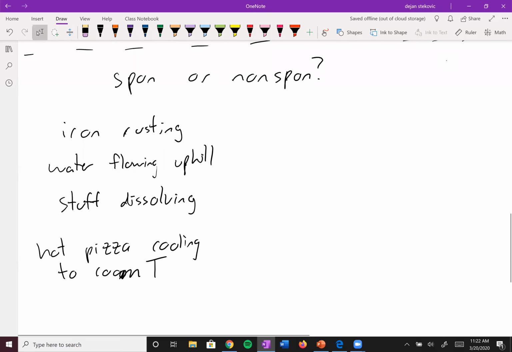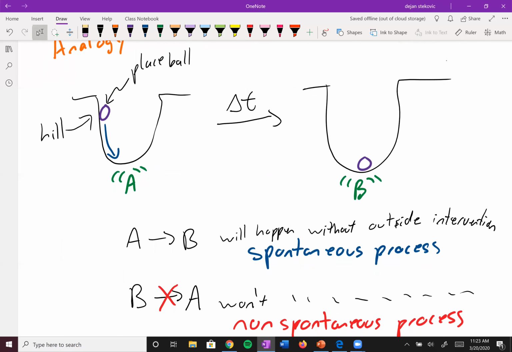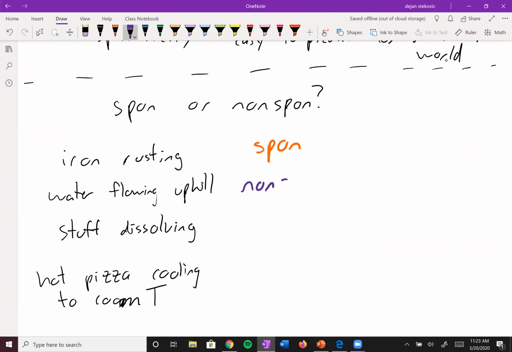All right, so let's take a look at this stuff. Iron rusting: if you just leave some metal out there, it will indeed rust. You don't have to do anything to it. So this is a spontaneous process. Next example, water flowing uphill. Well, that's not going to happen by itself. Water doesn't flow uphill, same as our ball doesn't climb uphill. So this is a non-spontaneous process.